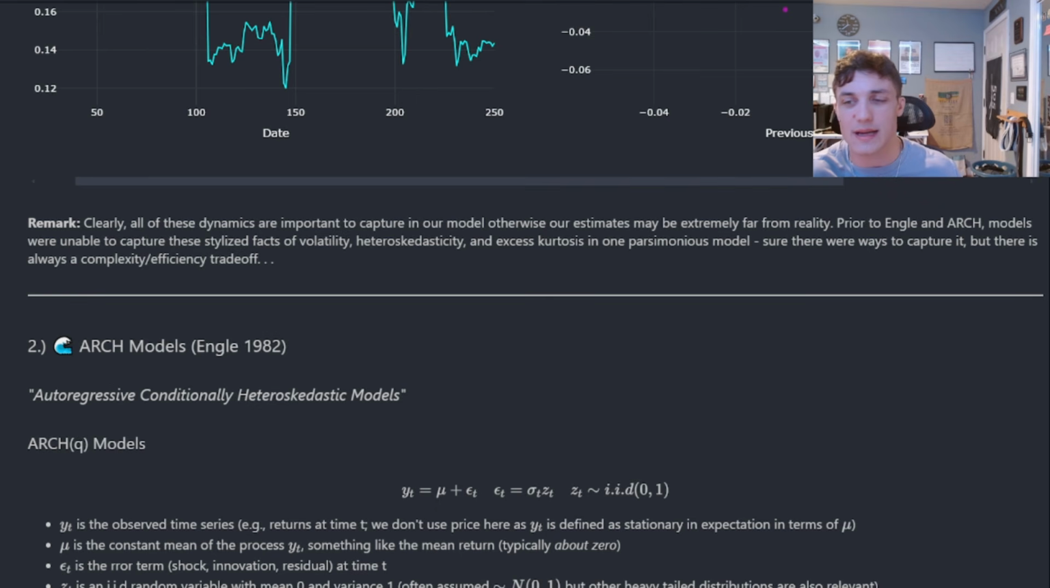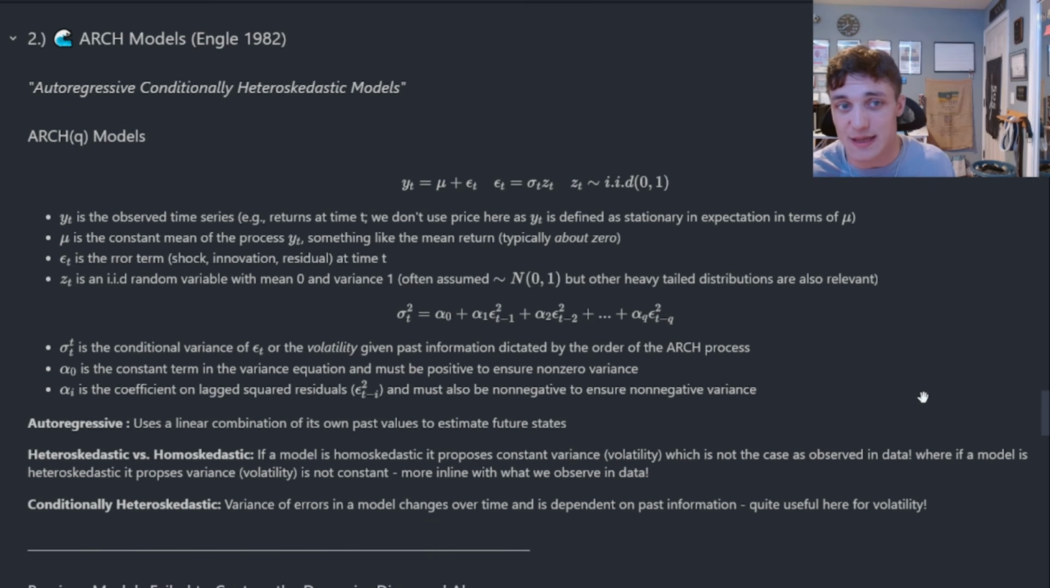So if all of these dynamics are important to capture in a volatility model, what did they do before GARCH models and Engle's research? Well, clearly they weren't able to capture excess kurtosis, this idea of volatility clustering, heteroskedasticity in one single parsimonious model. Sure, there may have been ways to capture those dynamics, but you always have some sort of complexity efficiency trade-off when it comes to modeling. So we always want some sort of parsimonious representation that's capable of capturing these dynamics in a very efficient way. And that is exactly what the GARCH model does.